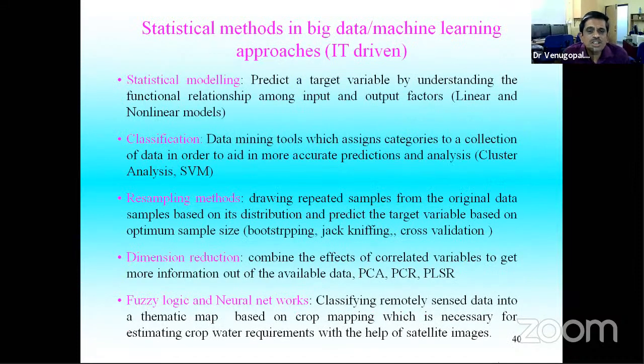So what are the different tools which are available? First one is statistical modeling, I have discussed. The second one is data mining, that is cluster analysis or support vector machine. Third one is resampling method, that is bootstrapping, that I will be giving an example. Then the dimension reduction, which is done through principal component analysis, I will be giving an example. Also fuzzy logic and neural networks that we have already studied.